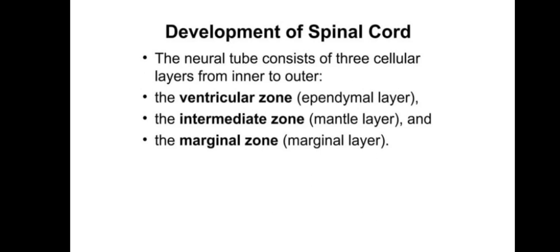So I've said the ventricular zone will give rise to neuroblasts and glioblasts, and these neuroblasts and glioblasts will migrate into the intermediate zone, or what you call the mantle layer in simple terms, to form two collections of cells. So after migration of the glioblasts and neuroblasts, it forms two collections of cells. The first one, you have the ala plate and the basal plate. And these plates, the ala plate and basal plate, are separated by what you call the sulcus limitans.